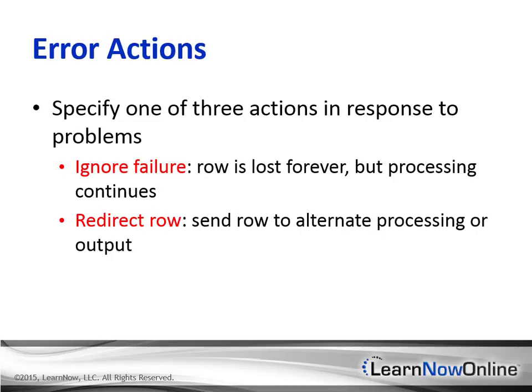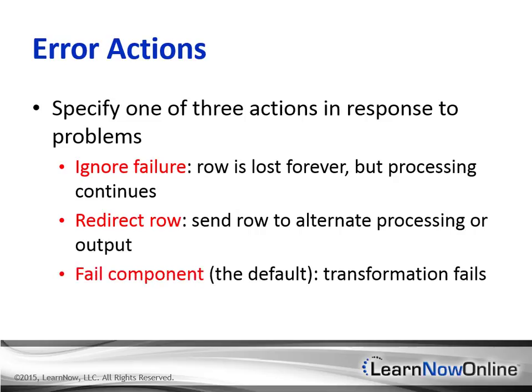Second option is to redirect row. The data flow transformation sends the row to an alternate error output, splitting it off into its own pipeline. This output functions the same as any output from a data flow transformation. You can use other transformations to write the error rows to a log file, or maybe even repair the rows and return them to the main data flow pipeline.